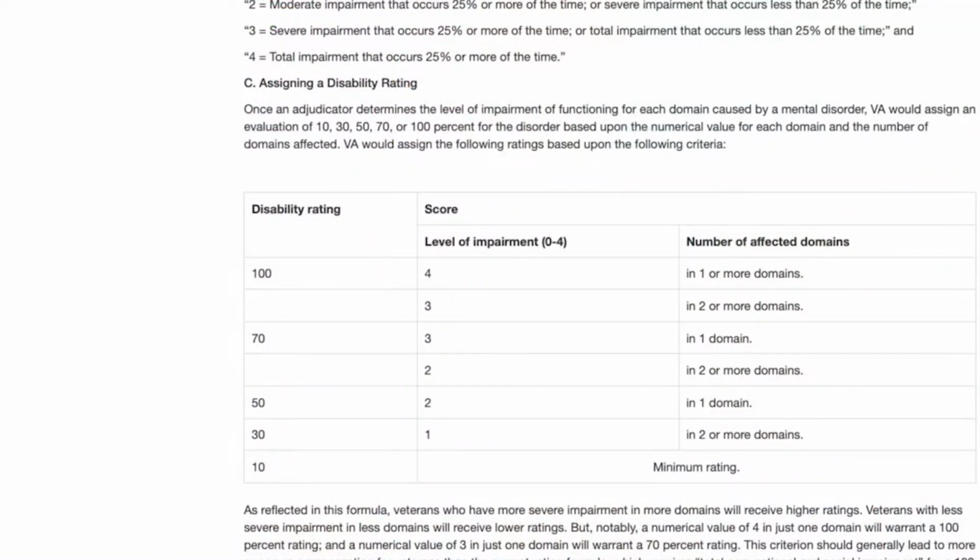Let's keep going on that. Okay, so we're now at 50. Right. So you have to have a 2, which is a moderate, in at least one domain. There are 2 ways to get a 70%. You either get a moderate in 2 of the domains, or you can get a severe impairment in one of the domains. And then for the 100%, you either need severe impairment in 2 of the domains, or a total impairment in one of the domains. And a total impairment that occurs 25% or more of the time.